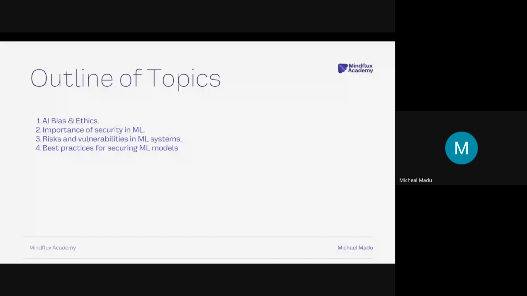All right, so moving on. These are the outlines of the topics we'll be looking at. AI bias and ethics, the importance of security in machine learning systems, right? Risks and vulnerabilities in machine learning, sorry, and best practices for securing machine learning. So these are the things we're going to be looking at today.